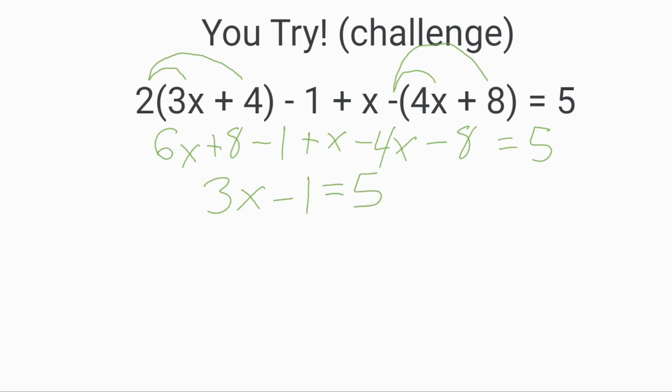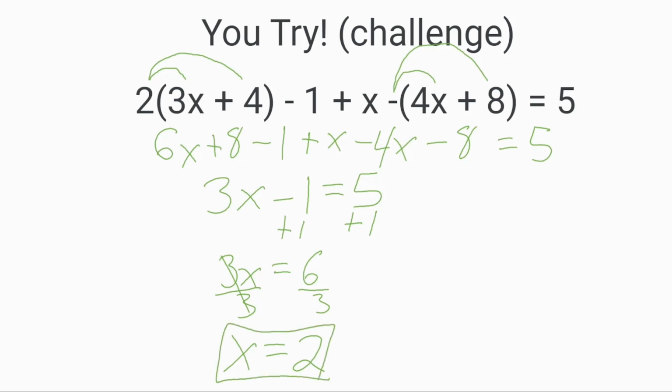2 more steps and then we're done with this challenging problem. First, we need to deal with that negative 1 by adding it over. So that gives us 3x is equal to 6. And then we need to deal with the 3 by dividing it. Our 3's cancel. We're left with x is equal to 2. So we conquered the beast of this challenging problem. It's not bad if you just think about it one step at a time.